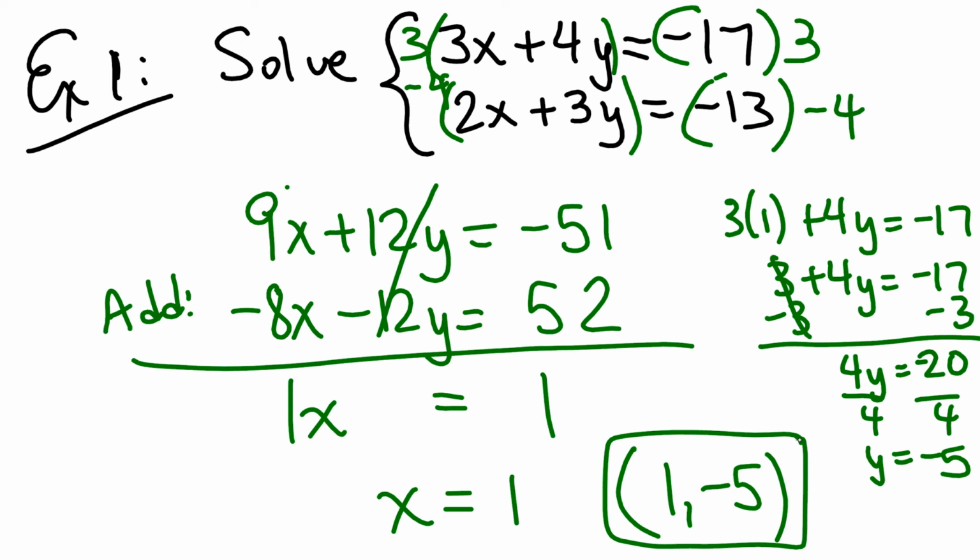If we were to graph these two lines, as complicated as they are, we would get a point of intersection that has nice whole number coordinates. That's a coincidence, doesn't have to be that way, but in this case, it is true.